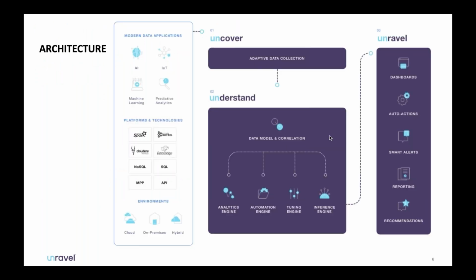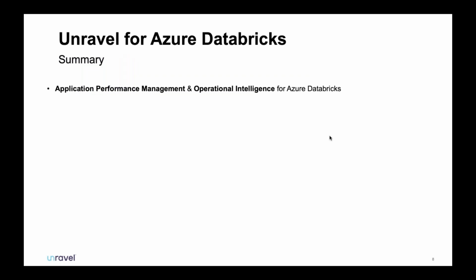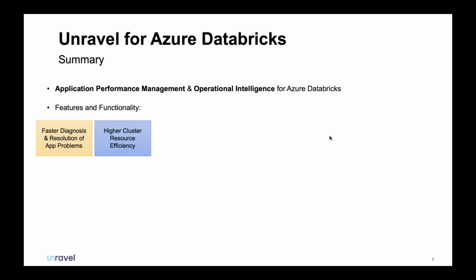So as I was mentioning, we work on all different kinds of big data systems on the cloud or on premise. And today we'll specifically talk about the solution that we have built for Databricks. In short, we provide application performance management and operational intelligence for Azure Databricks. The features and functionality include faster diagnosis and resolution of application failures and slowdowns.